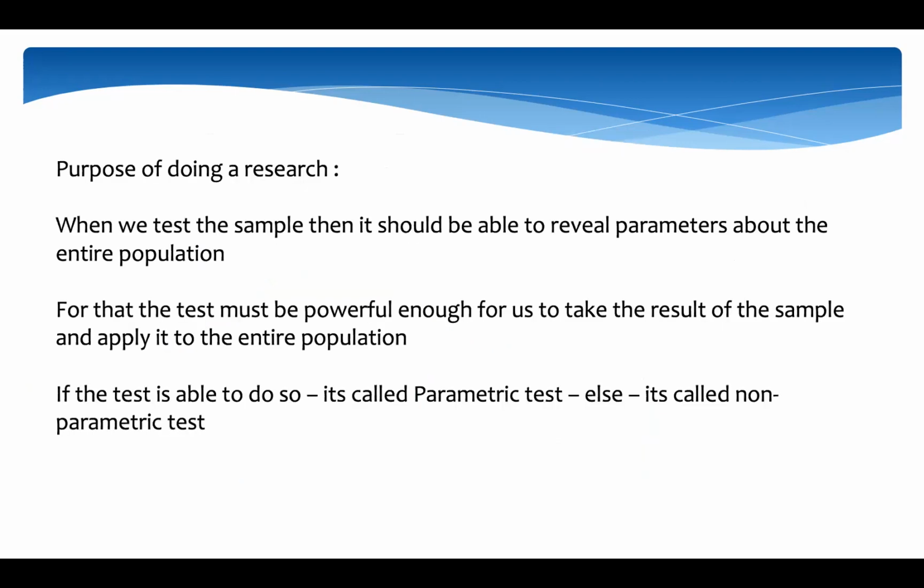Okay. So what is the purpose of doing research? When we test the sample, it should be able to reveal parameters about the entire population, right? And for that, the test must be powerful enough for us to take the result of the sample and apply it to the entire population. Whatever result we get should be so accurate and so significant that it can be applied for the entire population and still hold good. So that powerfulness is what we are looking at. If the test is able to do that, then it is called a parametric test.